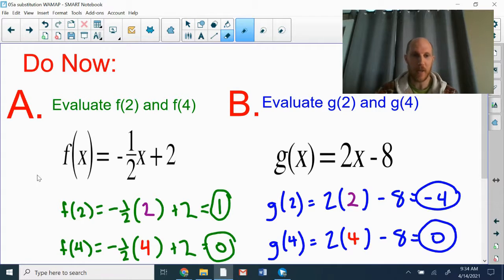All right, hey, so for A, we're going to drop 2 as the input into that function. We come out with an output of 1. And when we use 4 as the input, negative a half times 4 is negative 2, plus 2 is 0, so our output is 0. For part B, same inputs. We're going to use 2 as the input of this function. 2 times 2 is 4, minus 8 is negative 4. And as our last input here, 4: 2 times 4 is 8, minus 8 is 0, so our output is 0.